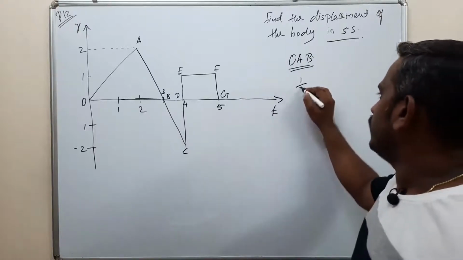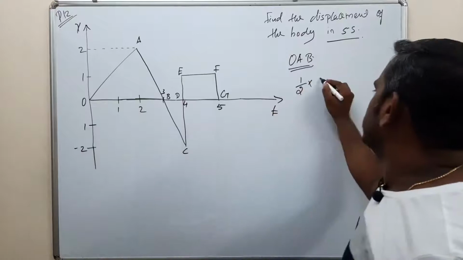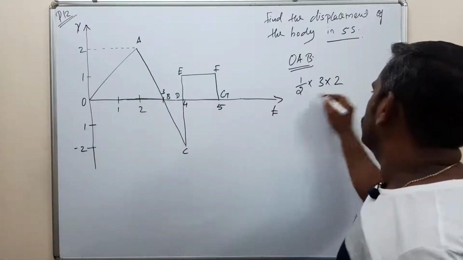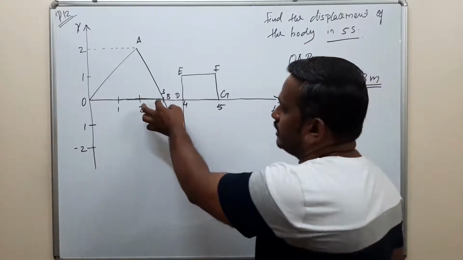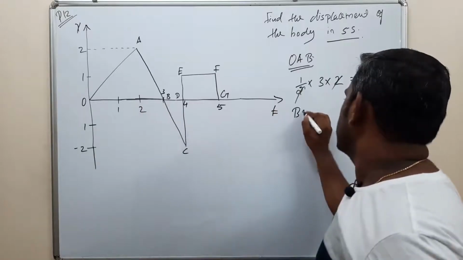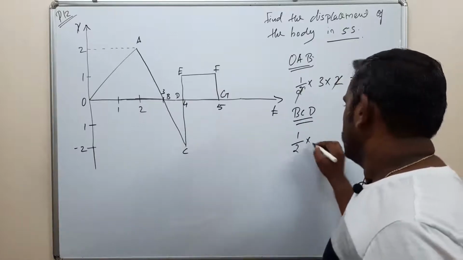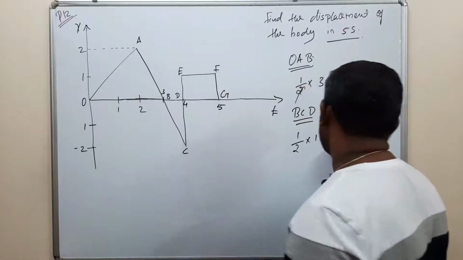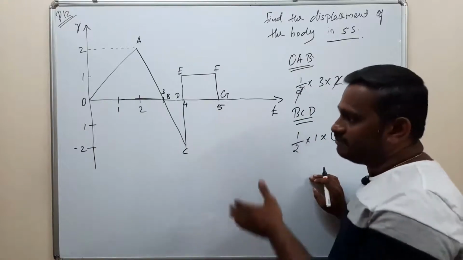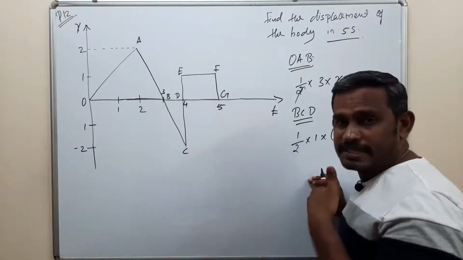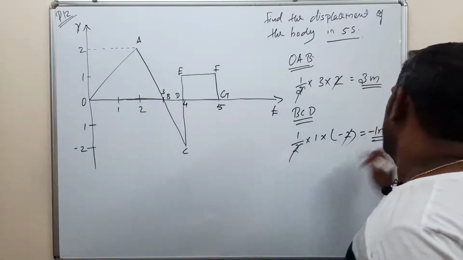So what is the area? That is half into base, that is 3, into height, that is 2. So 2 cancel, that's equal to 3 meter. Then consider the triangle BCD. What is the area? That is half into base, that is 1, into height, that is -2. That is negative displacement. Negative velocity gives negative displacement, that is the body comes back. So 2 cancel, that's equal to -1 meter.